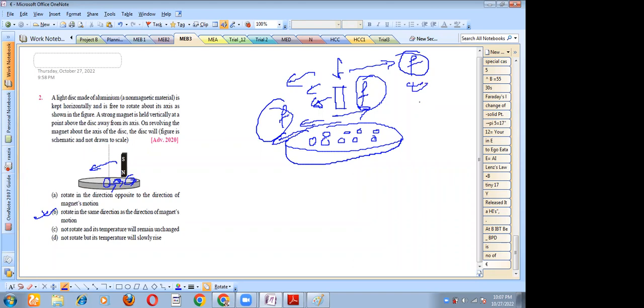Yes, sir. And this force is opposed to the motion of the magnet. So this force on the disc will be in the same direction as the motion of the magnet. Understood? It means the disc will move in the same direction as the magnet. Understood it now?